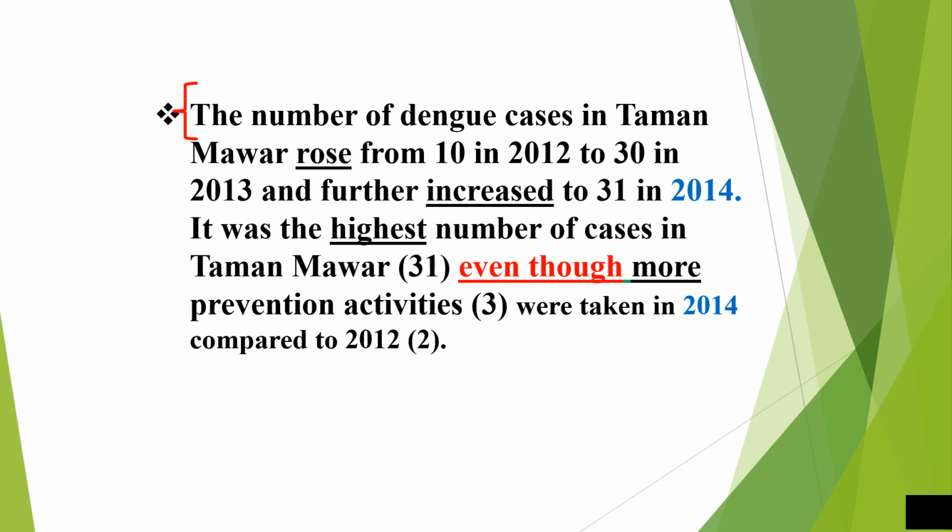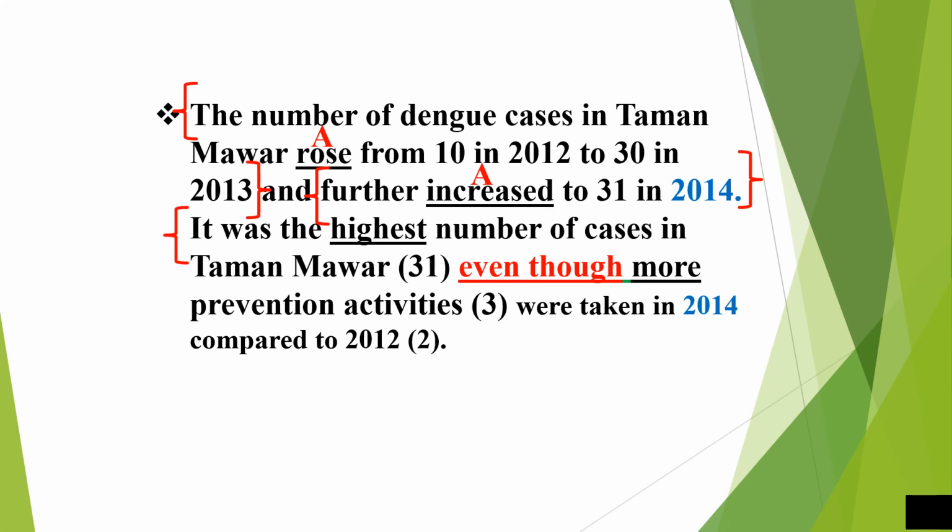Alright, so this is the outcome of this version of answer given. It's a clear A for the first one, rose from 10 in 2012 to 30 in 2013. This would be for the number of dengue cases in Taman Mawar. Then there is another analysis for what happened in 2014, and further increased to 31 in 2014. So there is no link there because 2013 cannot be linked to table 1. 2013 is not found in table 1. That's why you cannot synthesize.